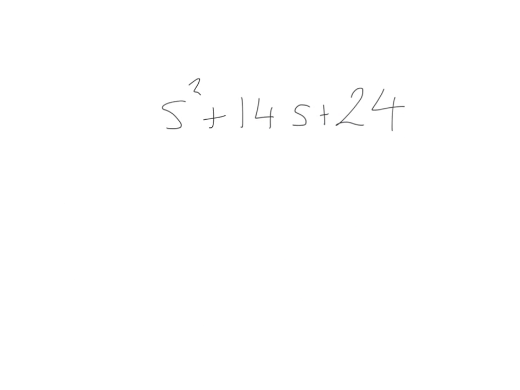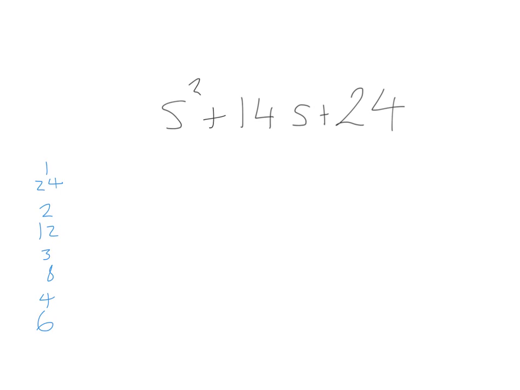Okay, here I've been asked to factorise s squared plus 14s plus 24. Step 1, look at the last term, plus 24. I need to write down the factors of plus 24. So I've got 1 and 24, 2 and 12, 3 and 8, and 4 and 6. Those are all the factor pairs.